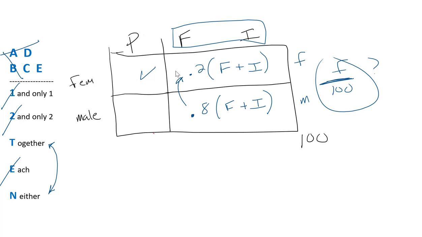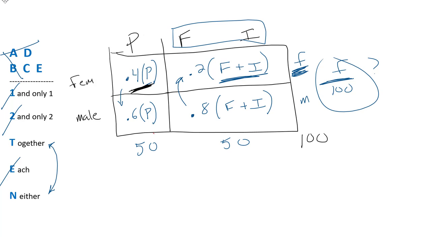So now we'll bring back the info from statement 1. Well, what's the problem? I still don't know the total number of females because I don't know the value of P and I don't know the value of F plus I. For example, suppose there were 50 people who passed, 50 people who either failed or got an incomplete. We are told that 40% of the passers were female. So what's 40% of 50? That would be 20 females. We're also told that 20% of those who got an F or an I were female. What's 20% of 50? Well, that would be 10. So in that case, the total number of females would be 30.